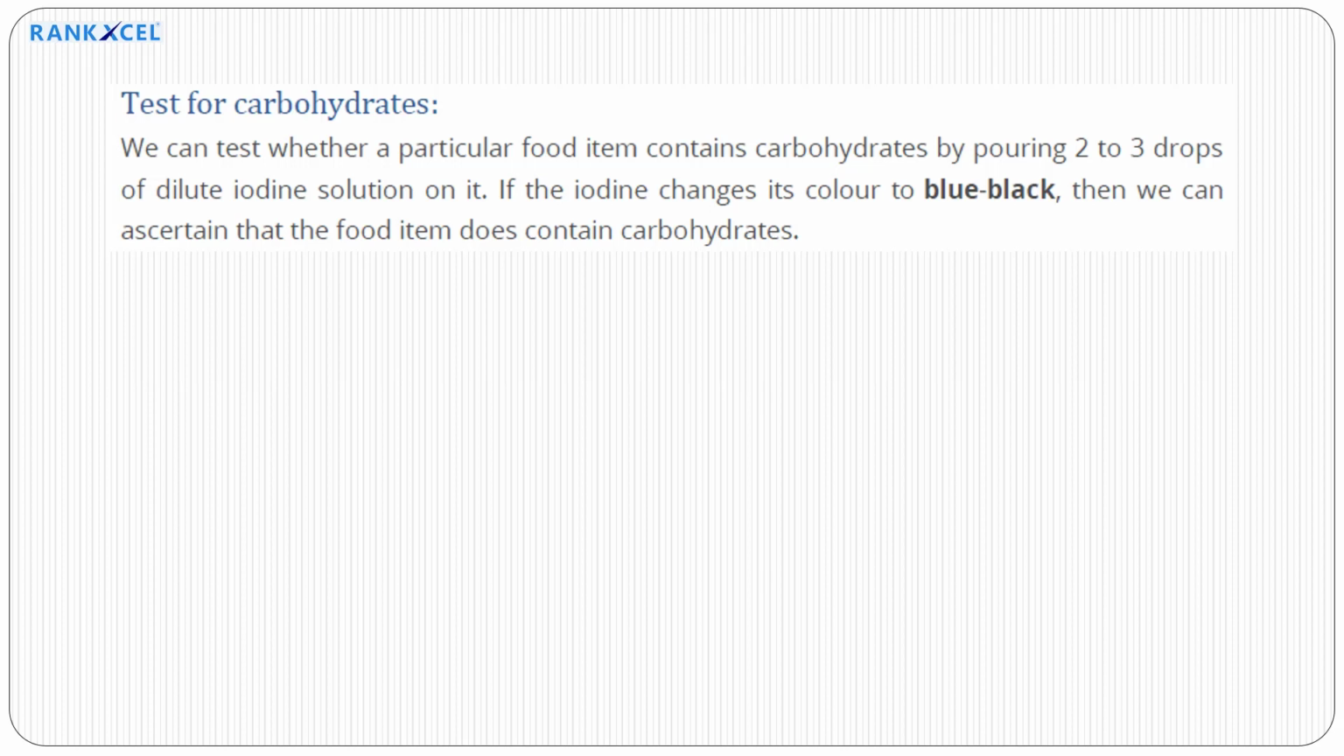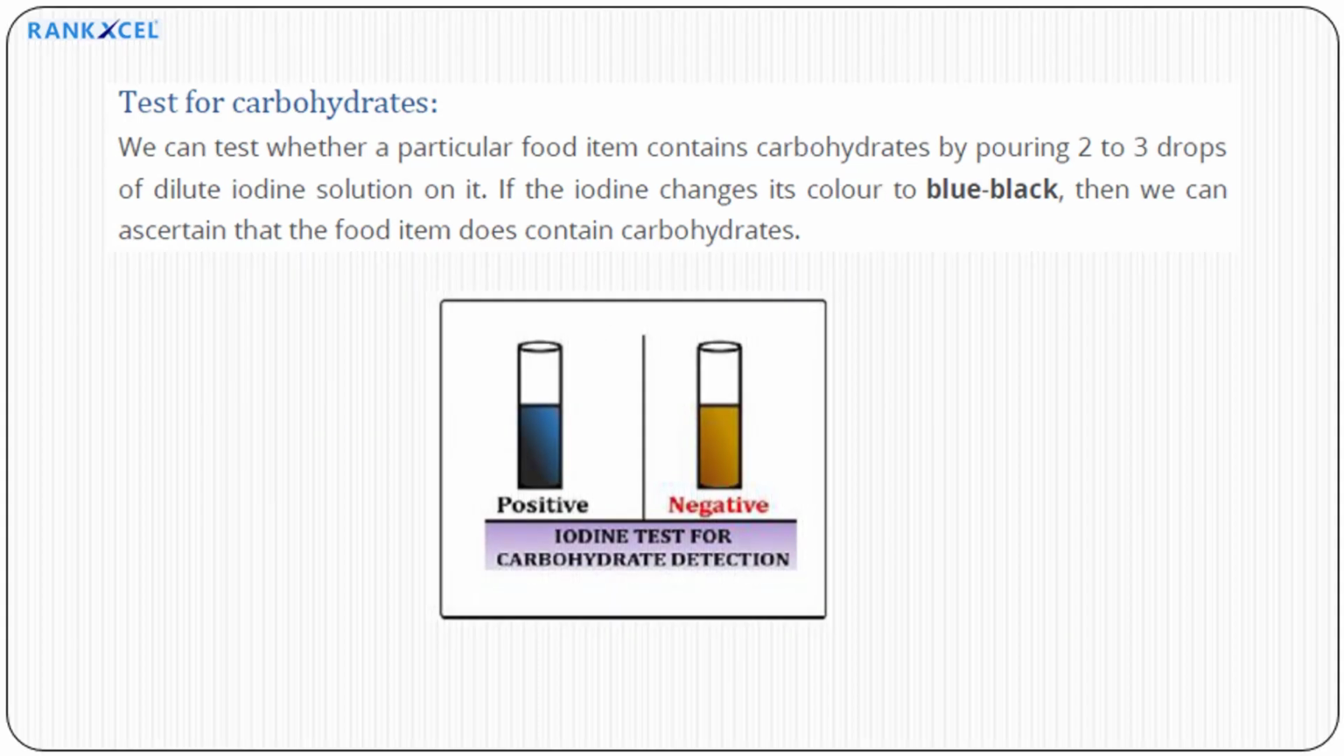Test for carbohydrates. We can test whether a particular food item contains carbohydrates by pouring 2 to 3 drops of dilute iodine solution on it. If the iodine changes its color to blue-black, then we can ascertain that the food item does contain carbohydrates.